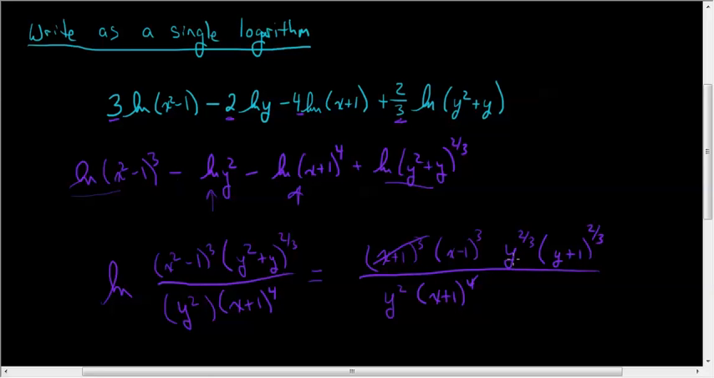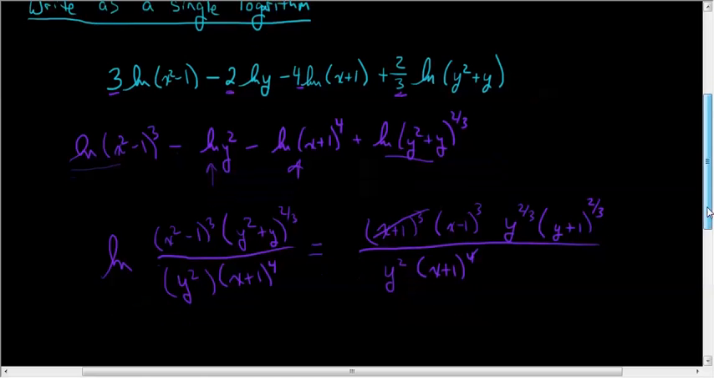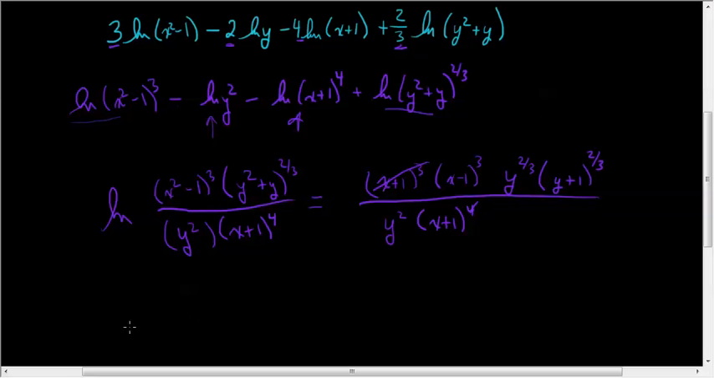Let's see here, y to the 2/3, and this would be y to the 6/3. So I think downstairs I'm going to get y to the 4/3. So this becomes the natural log. Downstairs is y to the 6/3 minus 2/3, which would be 4/3. Y to the 4/3, x plus 1.